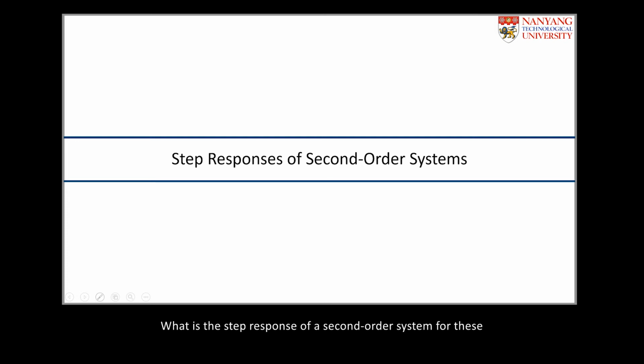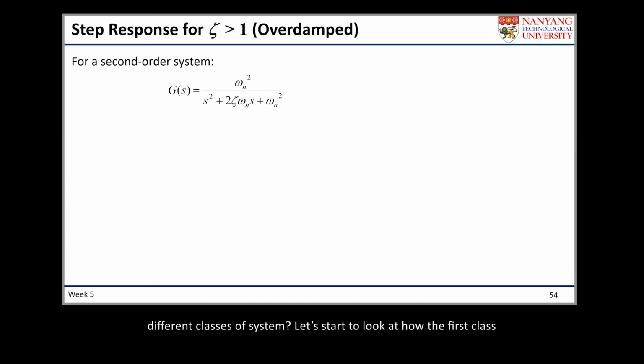What is the step response of a second order system for these different classes of system? Let's start to look at how the first class of a second order system behaves when we give a step input to the system. So let's take a look at the step response of an overdamped system, when the zeta in our second order system is greater than 1.